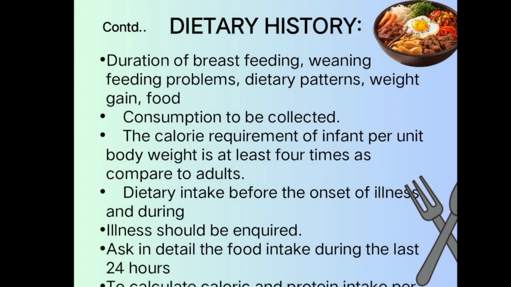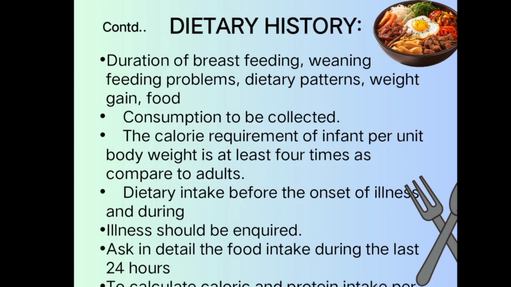Next, we'll be seeing about the dietary history. So what we will ask, if the baby is less than 2 years, or 2 years means we'll be asking about the breastfeeding, how often they are breastfeeding, and when did they start their weaning. So what are the foods they are providing in the weaning food, and do the child or mother have any feeding problems, dietary patterns.